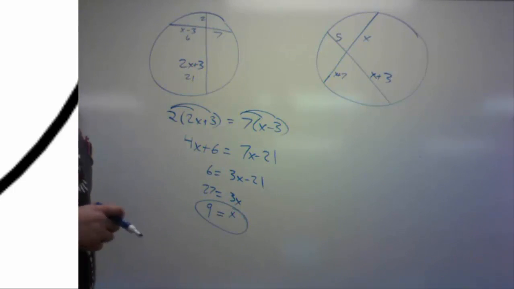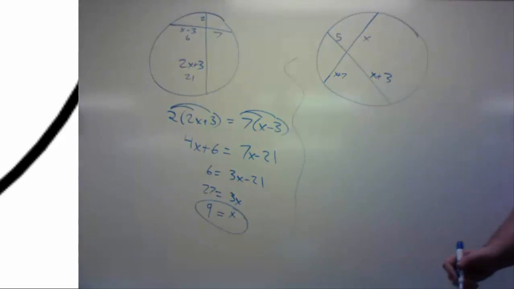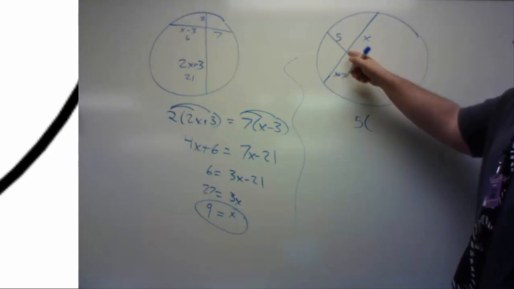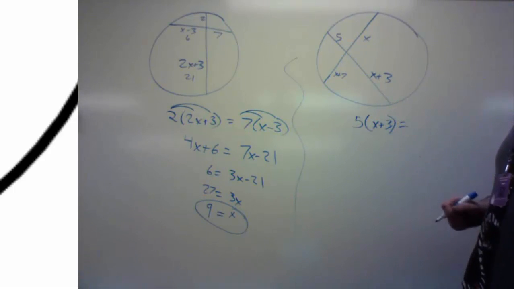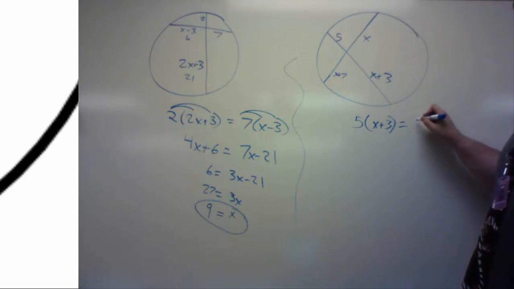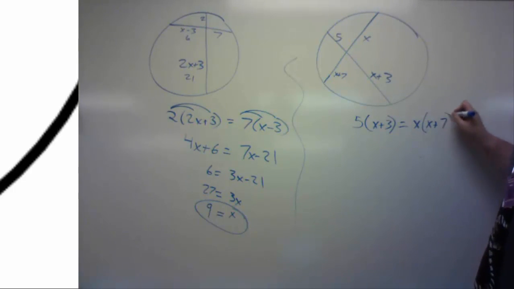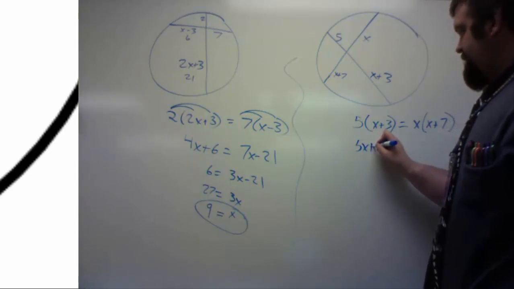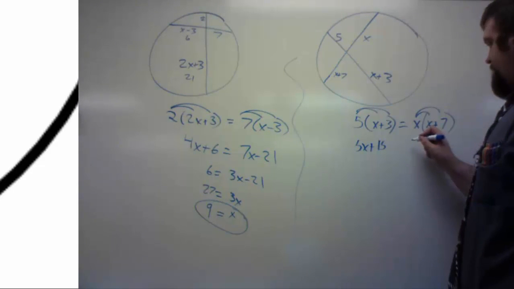The next one might be a little bit more challenging, but we should still be able to do it. Take part of a chord, 5, multiply by its other segment of a chord, x plus 3. Other side of the equation, take the other segment of a chord, x, and multiply by its other segment, x plus 7. At this point, I solve for x, so distribute: 5x plus 15, and then x squared plus 7x.